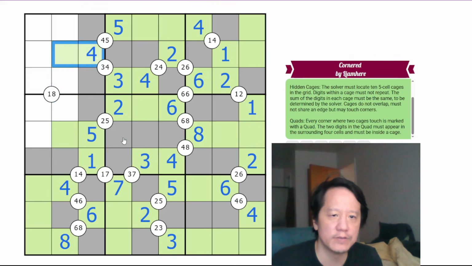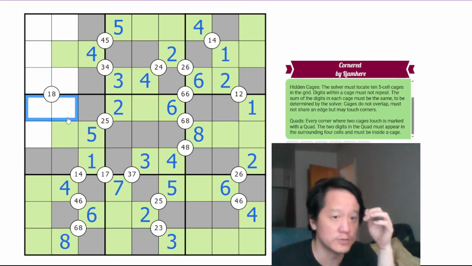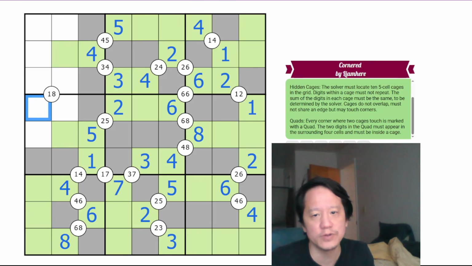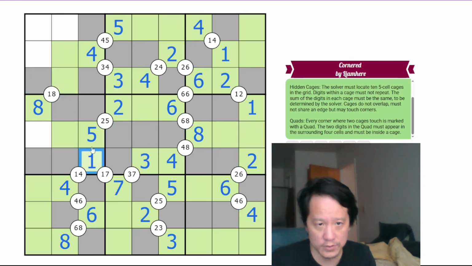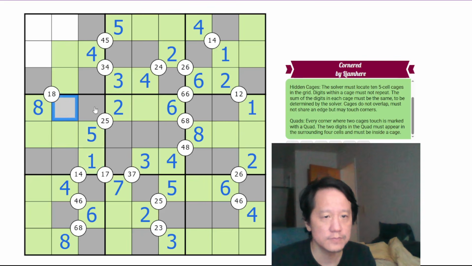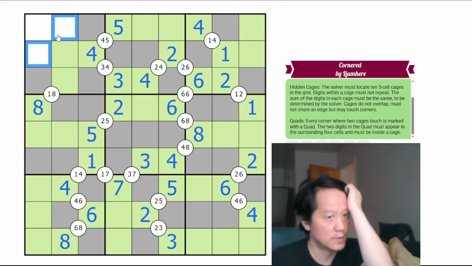This has to go out that way. We have 1 and 8 here. 1 cannot be here. So 8 has to be one of these two. 8 can't be here because of 8 in the column, so 8 has to be here, which means these are cages and these are not. So this is 1, 2, 3, 4, 5.